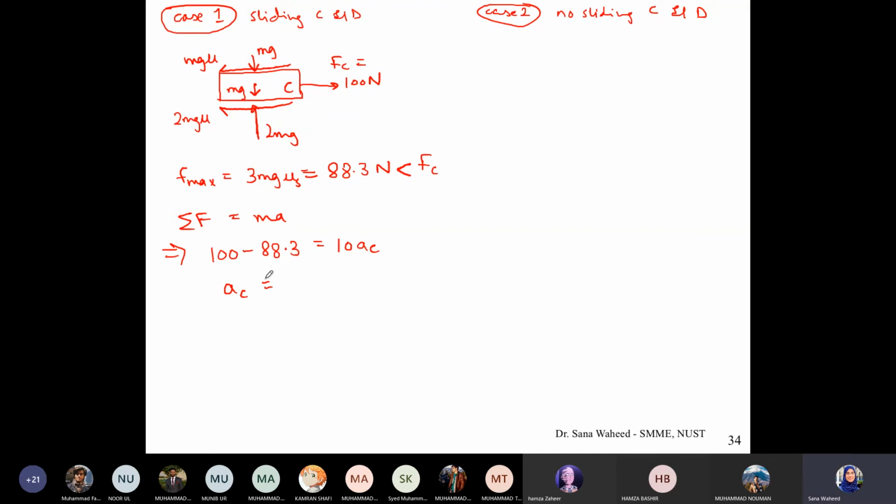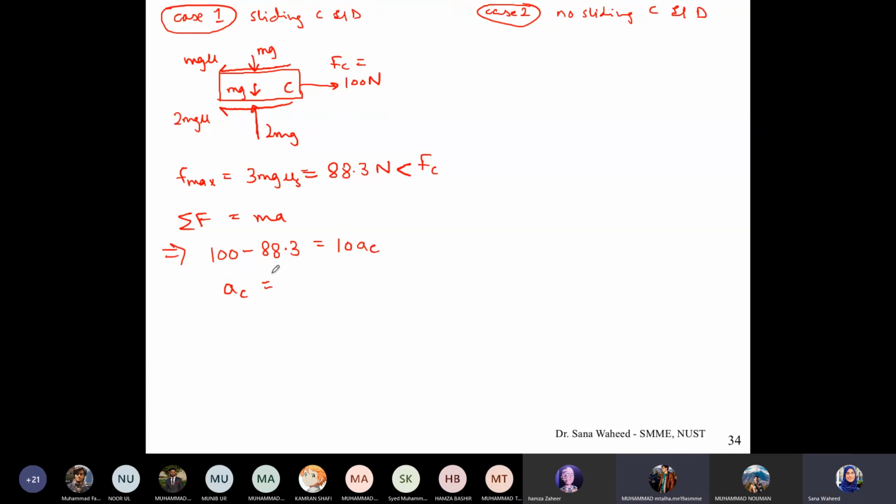I think I've made a mistake. What does AC turn out to be? Could someone help me out? Something seems wrong to me here. Is anyone there behind the screens?